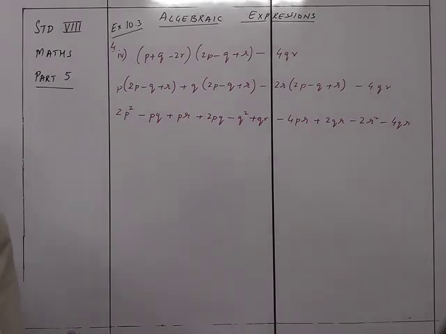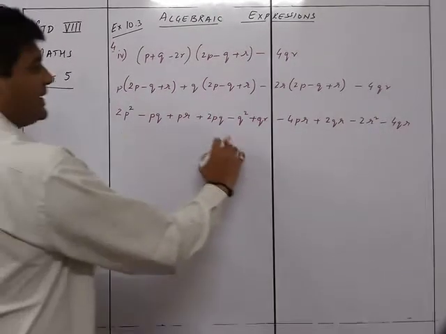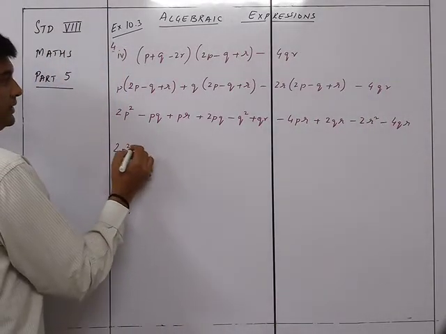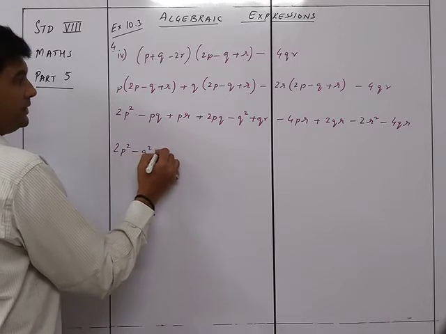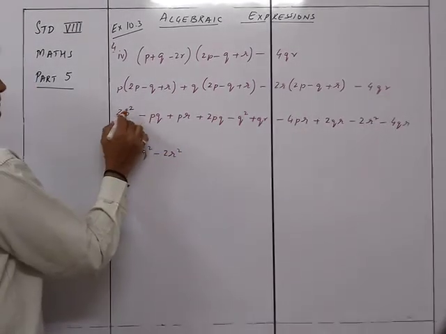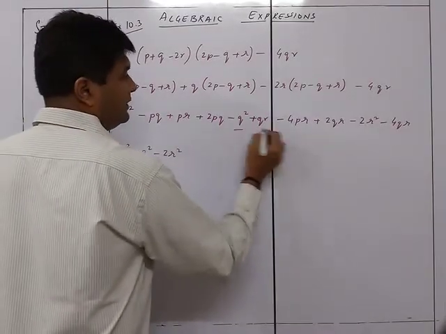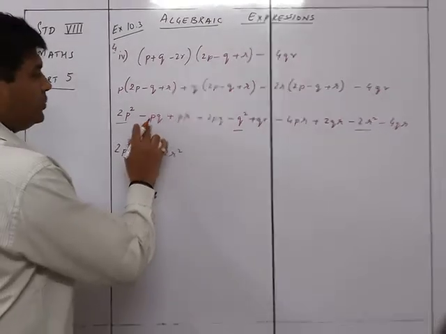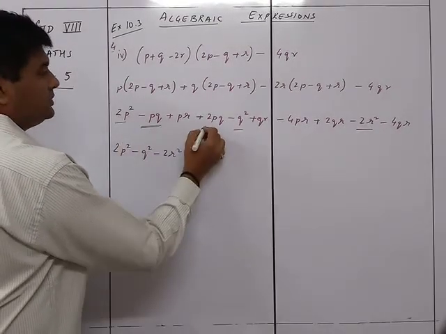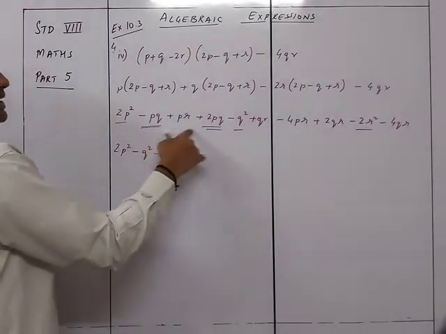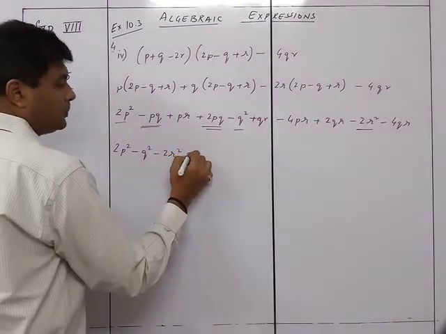Like terms, we can see the squares are completely unlike, so we'll just write them first. So 2P square minus Q square minus 2R square. So these are gone. Now PQ. Let's take PQ. This is PQ. This is PQ. That's it. So it is minus 1 plus 2 is plus 1. So plus PQ.